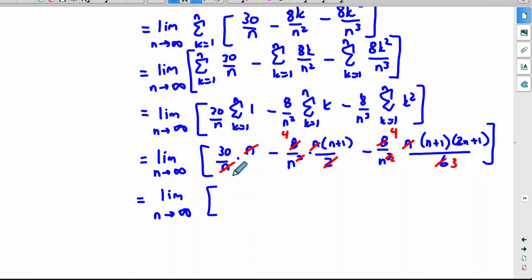So this first term, all you have left is 30. The second one, you have 4, you have an n plus 1, and you have an n. The third one, you have a 4 and a 3. You'll have an n squared as well on the bottom, and then on the top you still have an n plus 1 and a 2n plus 1.